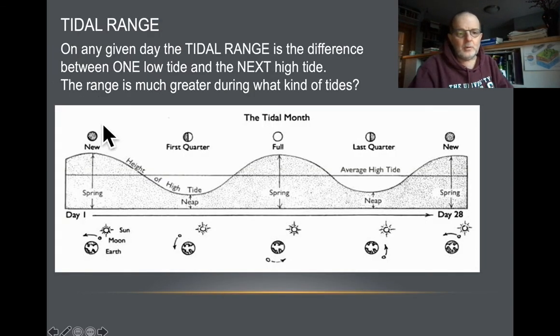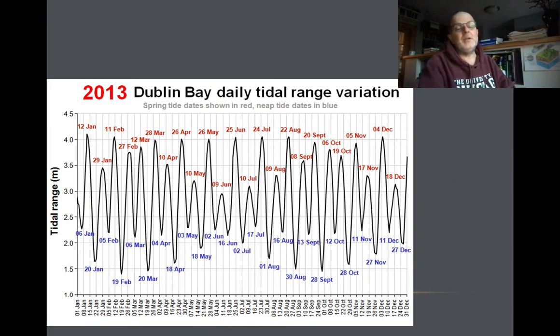The new moon with a spring tide and a range from low to high, followed a week later by a neap tide and a very much smaller tidal range, followed a week later by a spring tide and a much higher tidal range, followed a week later, neap, spring, and so on. Tidal range can be quite dramatic. Here in the British Isles and the Republic of Ireland, you can get tidal ranges that vary from 10, 11, 12 feet between low and high tide.